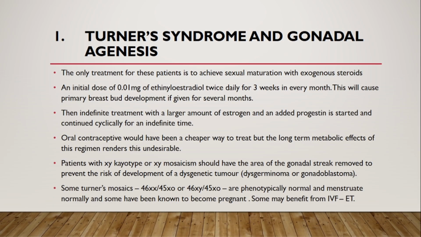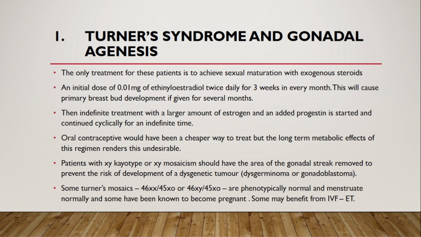The first example we are going to take is Turner syndrome and gonadal agenesis. As I have said earlier, Turner syndrome could be 45XO, which is classical Turner's, or Turner's mosaic. The Turner's mosaics are 45XO/46XX, or sometimes 45XO/46XY. That's Turner's, because two different cell lines are developing in the same patient.